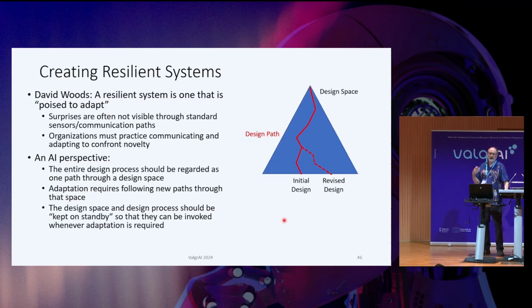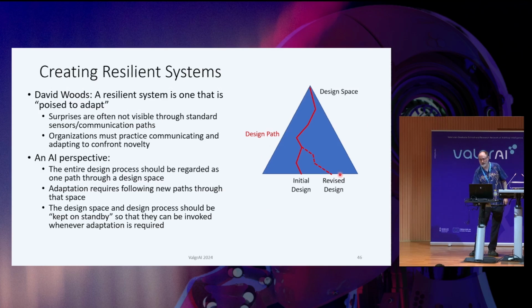David Woods says that the only solution is to try to build a human organization that is poised to adapt, that can be dealing with these surprises quickly because it has practiced communicating across the organization. It has practiced doing this root cause analysis, trying to understand the origins of problems, and then to plan workarounds and confront the novelty.